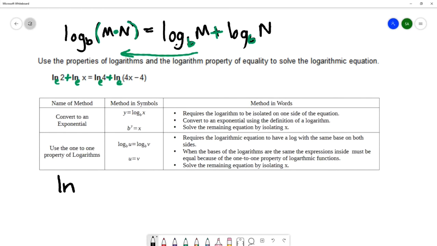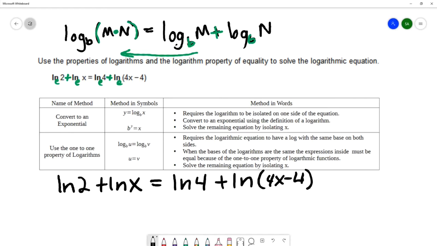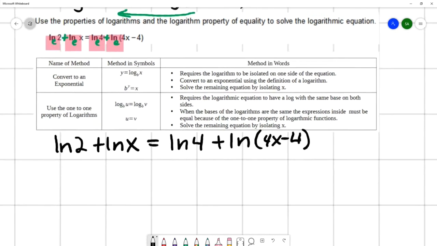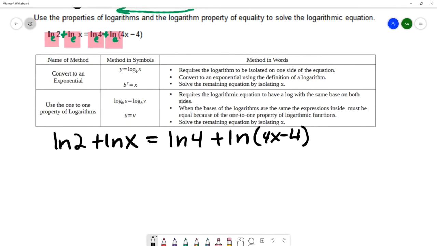So I'll rewrite the equation: natural log of 2 plus natural log of x equals natural log of 4 plus natural log of 4x minus 4. Just by the way, in case you were wondering why I wrote an e on here, natural log has base e. So we're going to use that product rule for logarithms and condense to a single log with multiplication. It becomes multiplication because we have the sum of two logs with the same base, so that's 2 times x.